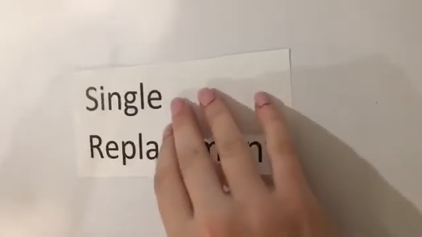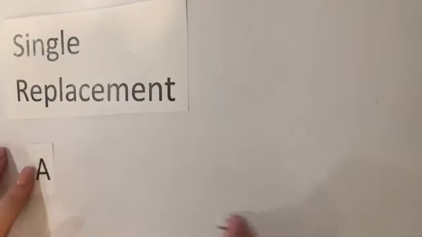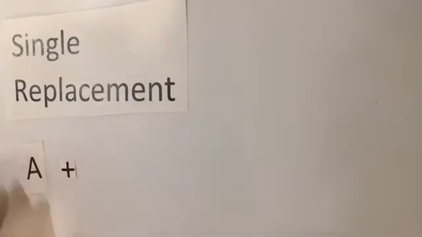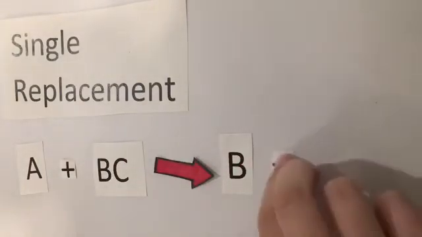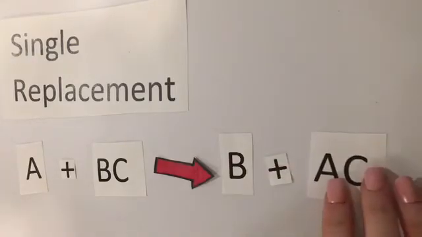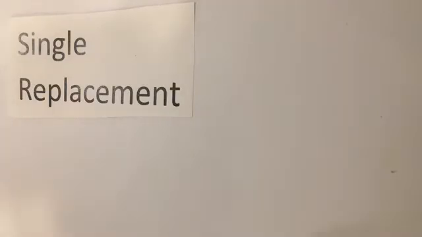A single replacement is basically one element plus one compound turns into one element and another compound. Often, it just switches metals to get the new product. The basic formula would be A plus BC turns into B plus AC. A basic analogy for a single replacement would be a woman leaving her current partner for a different partner.